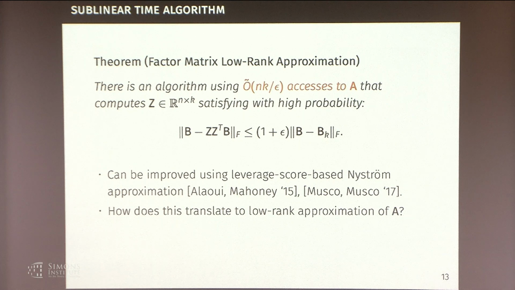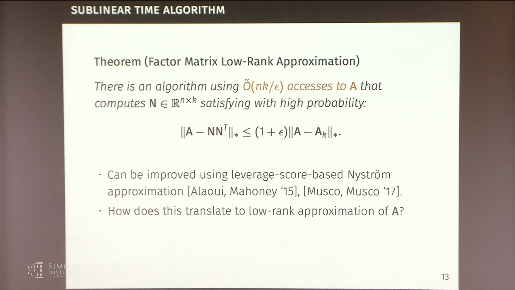If I just convert these norms from Frobenius norm to trace norm, the trace norm is just the sum of singular values in a matrix instead of the sum of squared singular values. So I get this sort of relative error trace norm approximation bound. So already we have something for getting a low rank approximation of A, which takes sublinear time and gives us some sort of non-trivial bound.